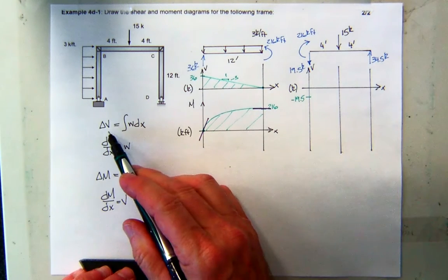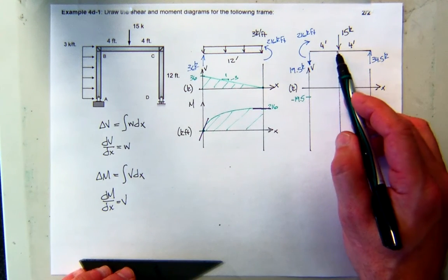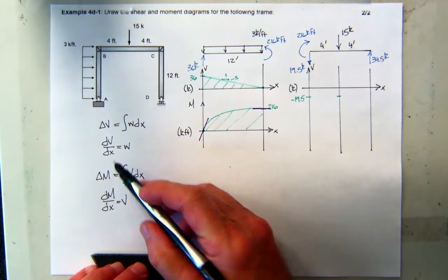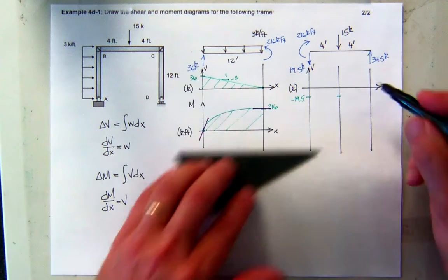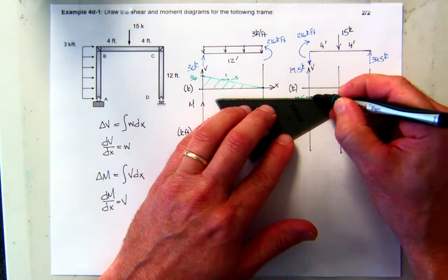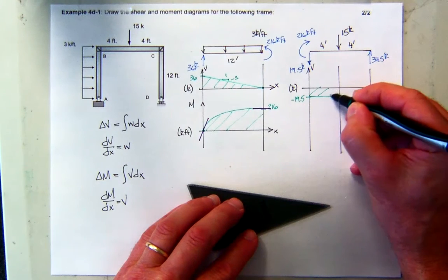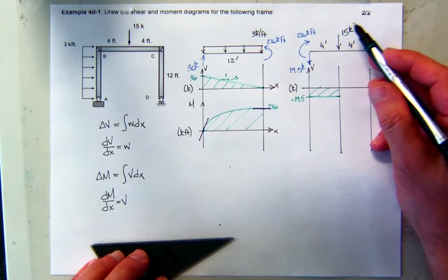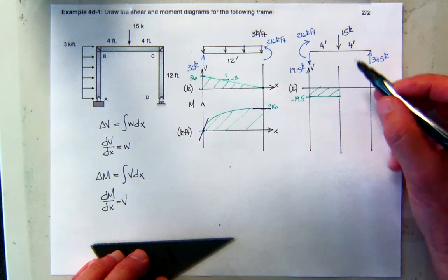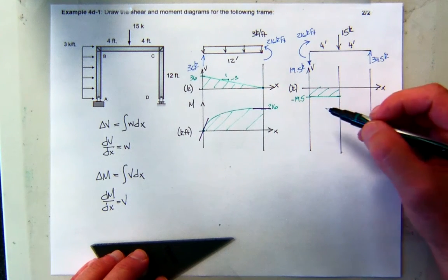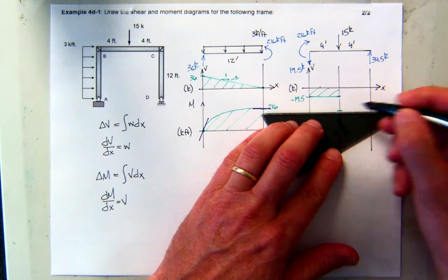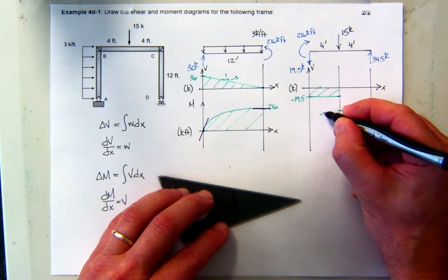The change in shear is equal to the load. The load is nothing, so it's going to stay there. Slope is equal to the load. The load is 0, so that's a horizontal line. So it's just a step, constant shear. Now as I go from the left side to the right side, how does my shear change? Drops 15. What's 19.5 minus 15? Negative 34.5. Wow. You guys done this before?